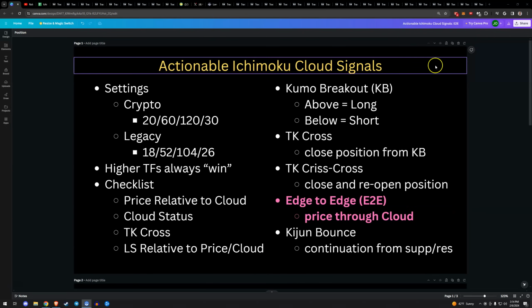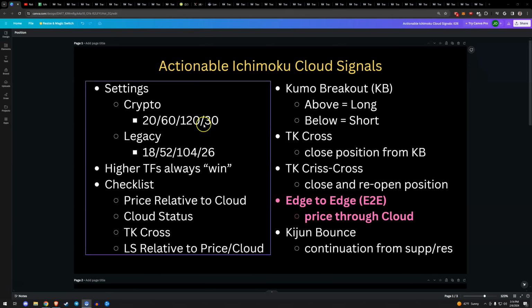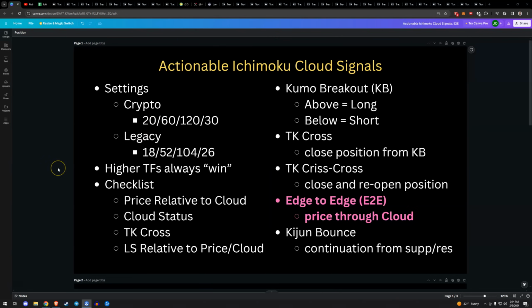All the same rules apply for the edge-to-edge trades as with the TK cross, right? The cloud rules are pretty much exactly the same throughout many of these trades. We want these specific settings for a specific reason. That reason being doubling the settings decreases the noise, increases the conviction, the hit rate, the success of your trades. Higher timeframes always win. In this case, for the edge-to-edge moves, you will find larger cloud thicknesses on higher timeframes. So the weekly, for example, as I'll talk about at the end with the alts, some of those clouds are 2,000% moves potentially, right?